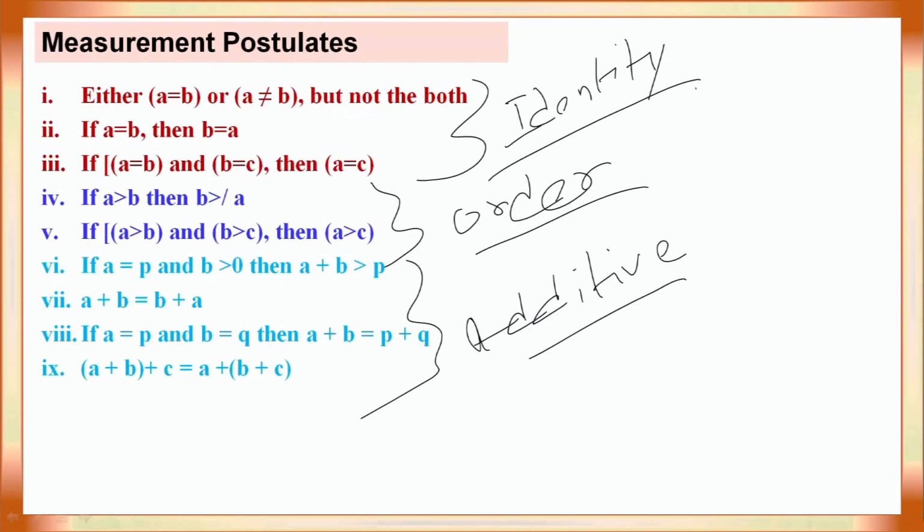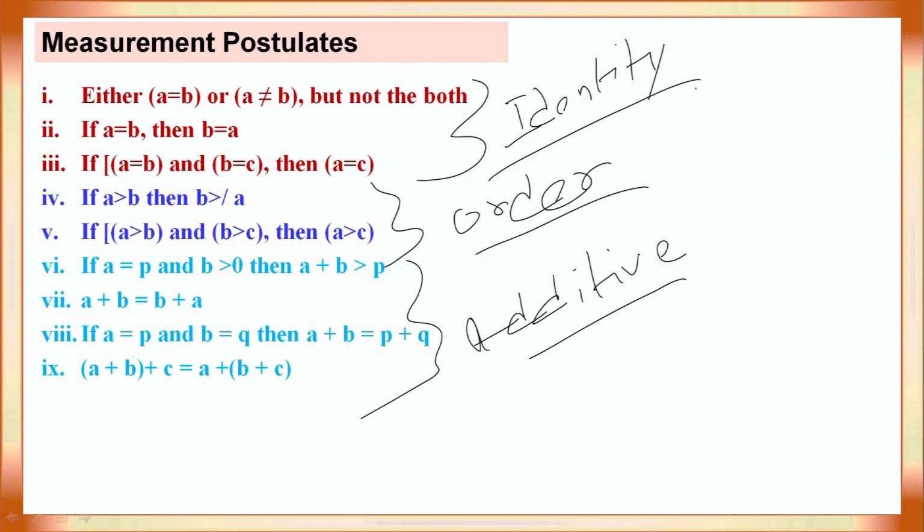Now, these postulates have certain exceptions in the case of social science. If you come back to postulate number 5, that talks about if A is greater than B and B is greater than C, then A is greater than C. Take the example of three teams playing with each other, team A, team B, team C. It is not always required that if team A defeats team B and team B defeats team C, then team A will also defeat team C. It may not happen.